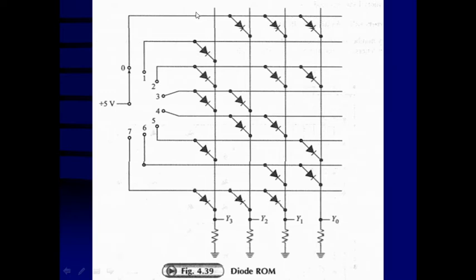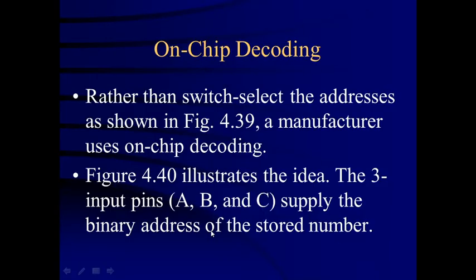Suppose you want to store 0, 1, 1, 1 at address 0, then what happens? For Y3, nothing is going to be connected. So here the switch is open. So the Y3 output is going to be 0, because no current will be passing in this circuit.